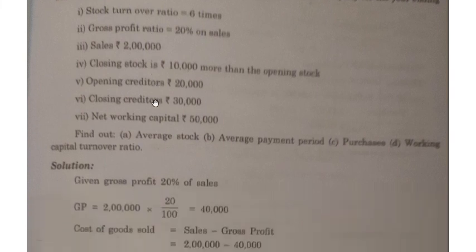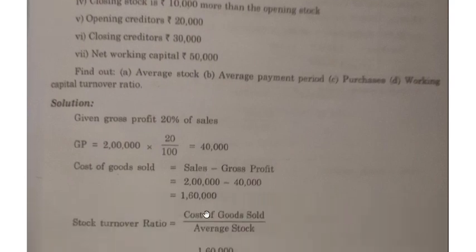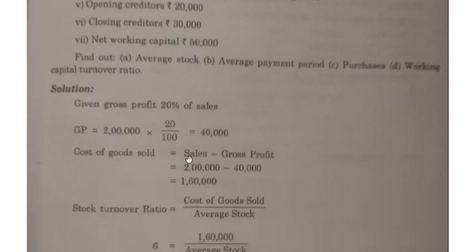So now if you see gross profit ratio, they have given 20% on sales. So can't you calculate what is your gross profit? So let us start with that. Given gross profit is equal to 20% of sales, so gross profit is equal to 2 lakhs into 20%, which is 40,000. So using this gross profit amount, can't we calculate the cost of goods sold? So cost of goods sold is equal to sales minus gross profit. So 2 lakhs minus 40,000, which is 1 lakh and 60,000.